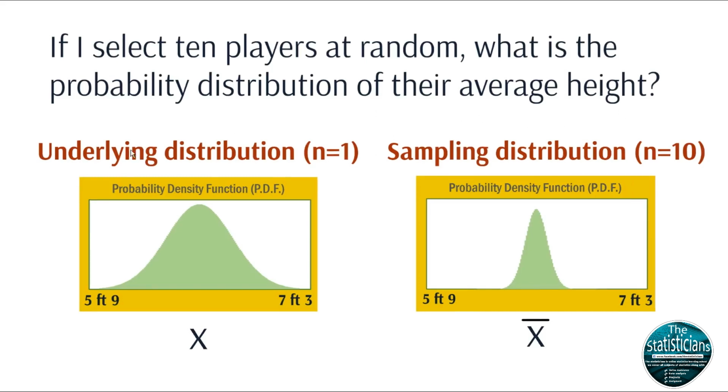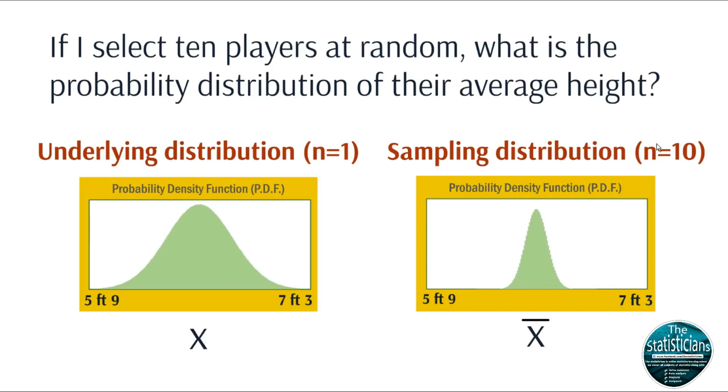Okay, well, here's the underlying distribution again. Now there's 5'9", and there's 7'3", and if I was to select someone at random, their probability density function would be a bit like that. But if I select 10 people and take a look at their average, what will that distribution look like? And it turns out that it'll have the same mean, but it'll be a lot skinnier.